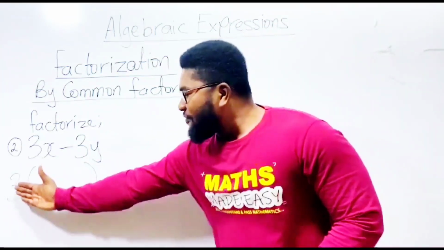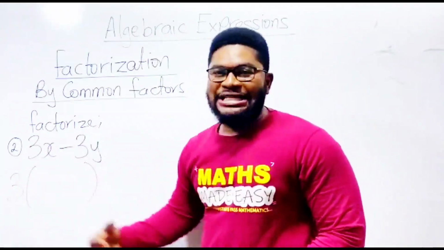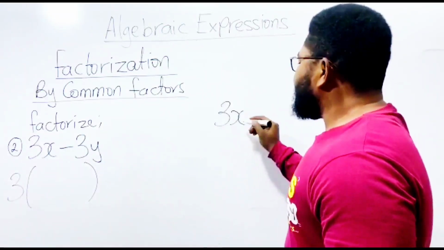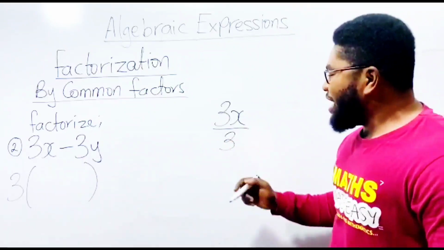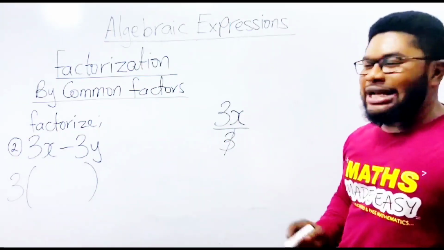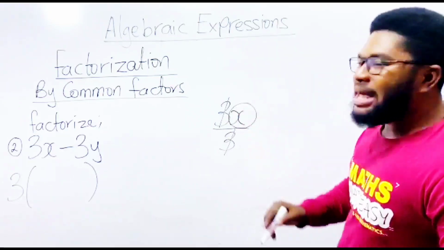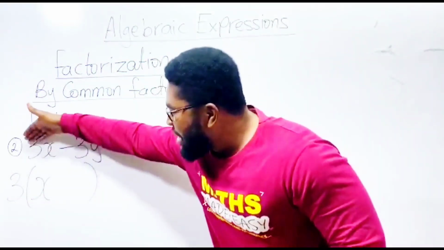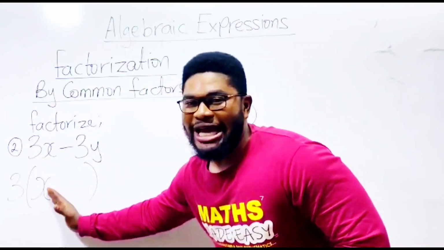Now, once the common factor is out, we'll have to divide each of the terms by the common factor. So 3x divided by the common factor, which is 3. Over here, 3 will cancel 3, remaining with the term x. So x will be here. This is to say that 3x divided by 3, the 3 will cancel the 3, remaining with x.